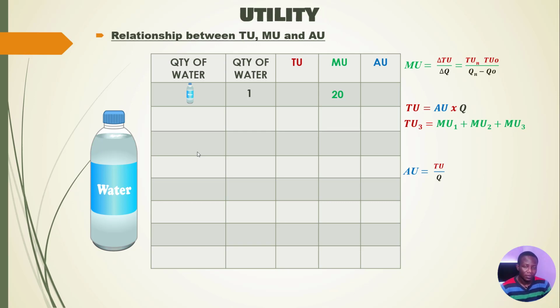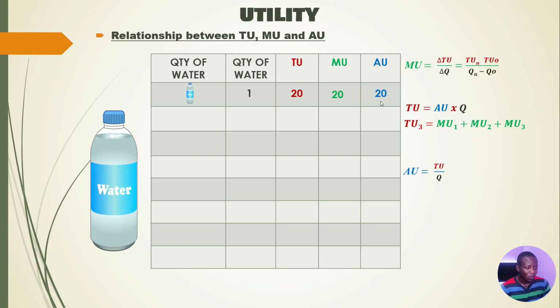When you are asked, what is the total utility that you've obtained from the water then? Because it is the only bottle of water that you've taken, the marginal utility, which is 20, will also be equal to the total utility. That's 20 utils. What about the average? If you're asked, what is the average utility of this bottle of water? Realize that from our formula, average utility is equal to the total utility divided by the quantity consumed. So here, it's going to be 20 divided by 1. That's just one bottle of water that you've consumed, so the average utility will also be equal to 20.